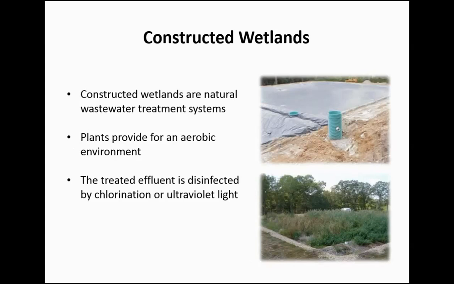Constructed wetlands. These are natural wastewater treatment systems. The components are basically a septic tank, a settling tank, an impermeable liner, a gravel substrate, mulch, and water-loving plants, a distribution system, collection system, and water level control device.